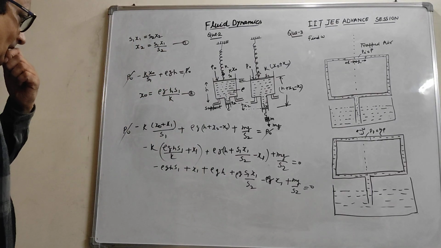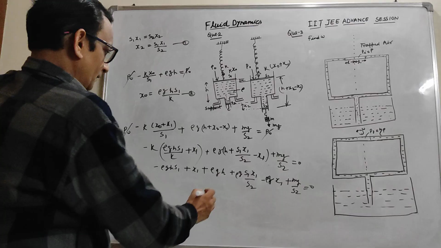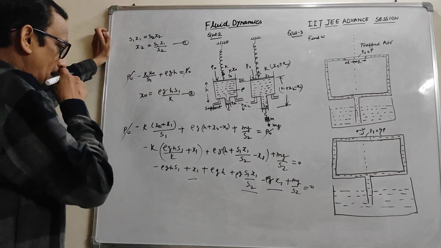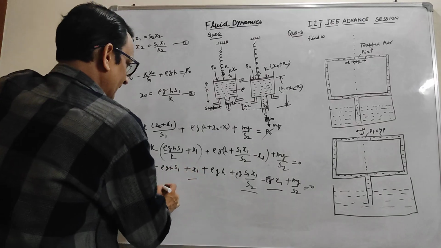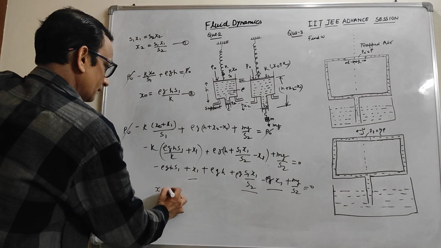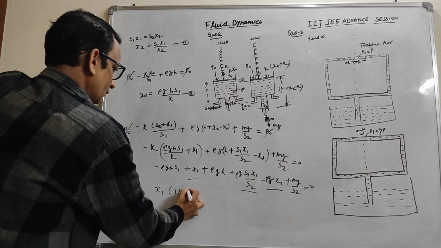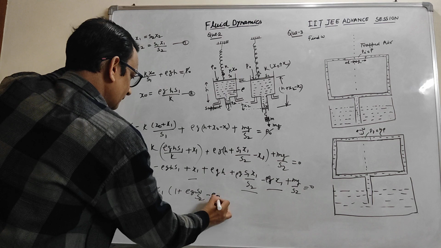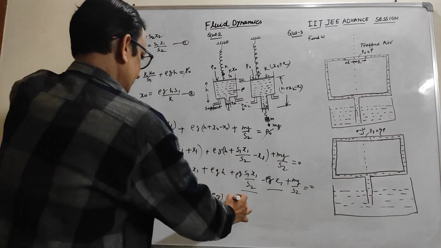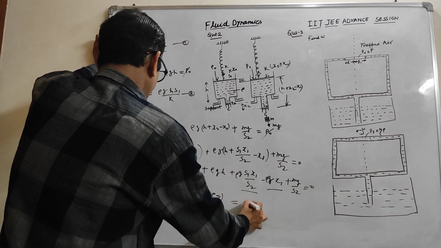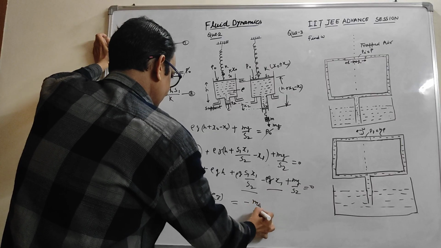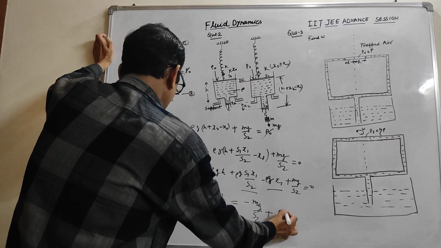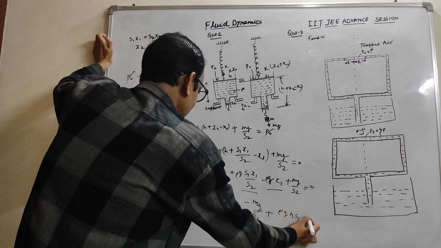So this is the term x1, this is the term x1, this is also x1. So we write here x1 is common. So x1 times 1 plus rho g s1 by s2 minus rho g, and this becomes minus mg by s2 plus rho g h s1 minus rho g h.